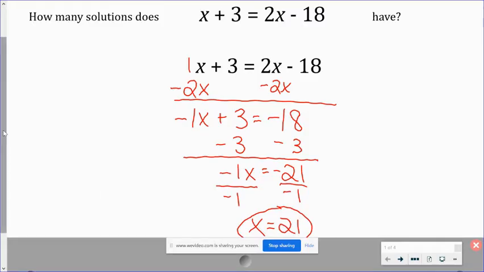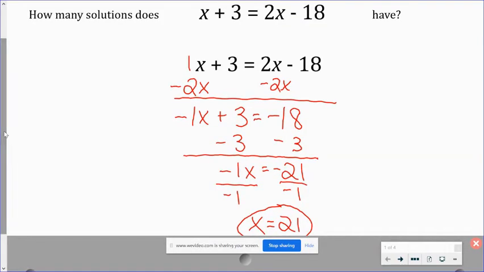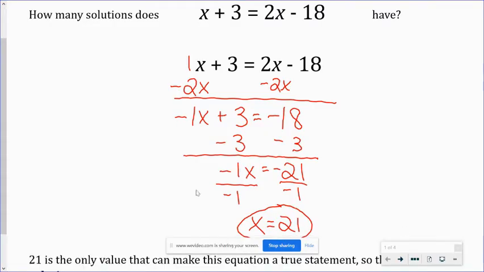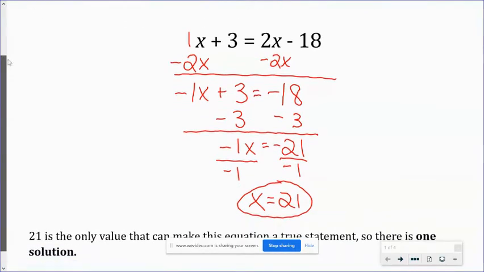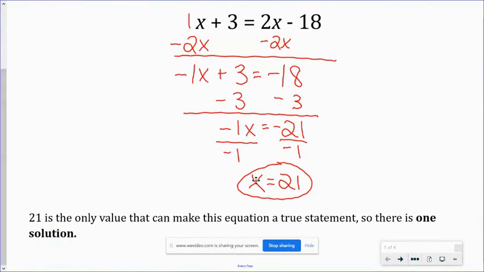Now, before we begin, I did remind you that we've only been working with equations that have one solution. So how many solutions does this equation have? This only has one solution, and that one solution is 21. So let's take a look at what is true when you solve an equation and there is only one value that can be true for x. 21 is the only value that can make this equation a true statement, so there is one solution.